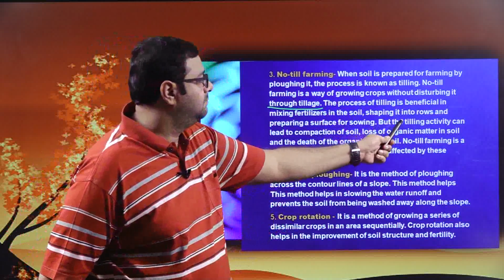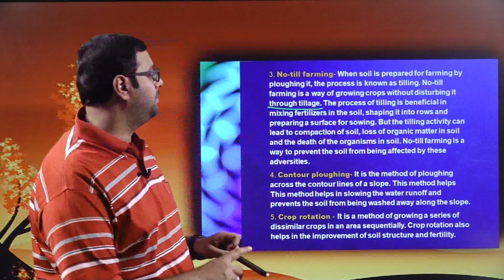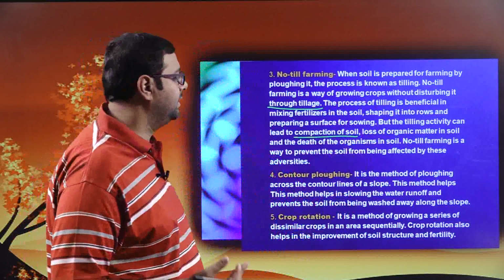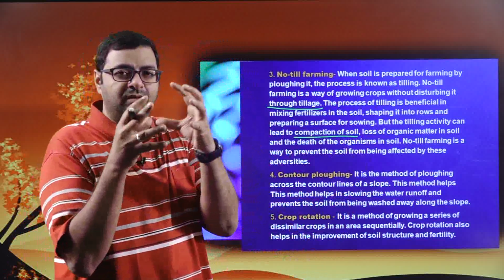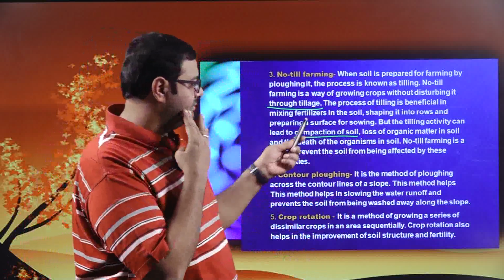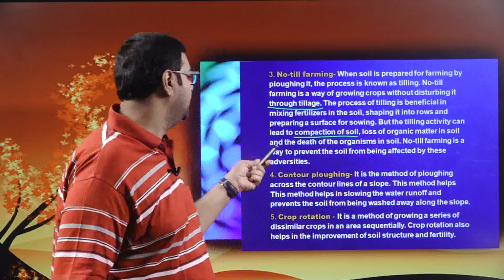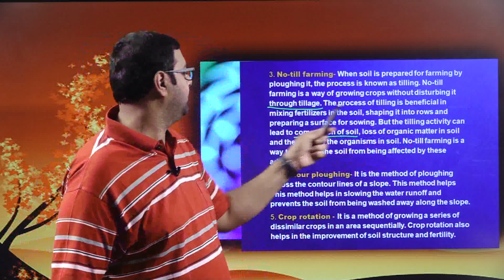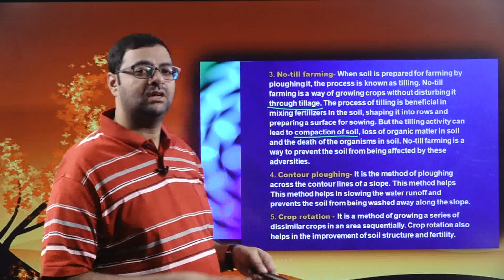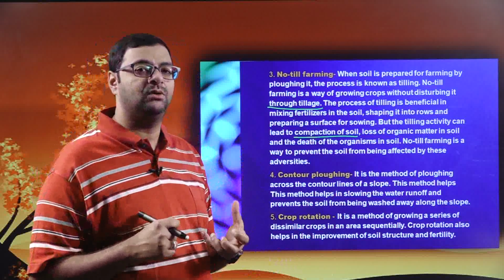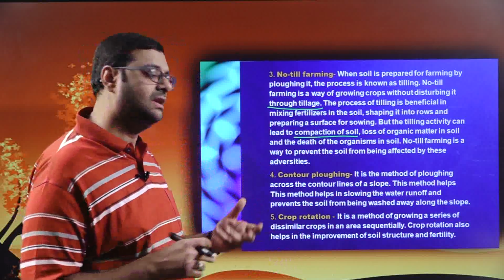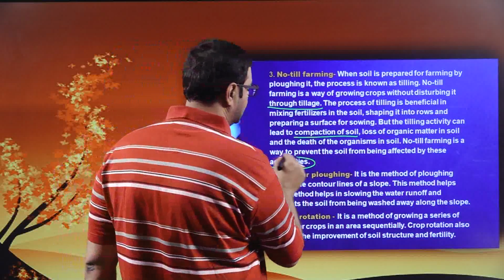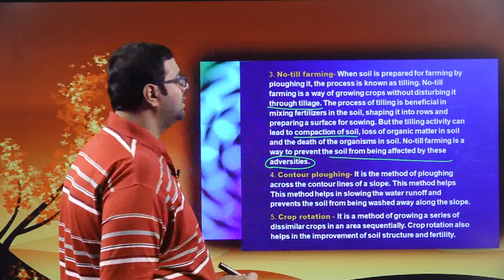But the tilling activity can lead to compaction of the soil. So compaction of the soil is a disadvantage of tilling. It can lead to the compactness of the soil. The soil will be gripped together. So when that is happening, organic matter in the soil reduces, and there is loss of organic matter in the soil and death of organisms in the soil. When that compactness is there, there is no aeration coming to those organisms which are living in that particular region. So they will die. No-till farming is a way to prevent soil from being affected by these adversities. So these adversities can be prevented by no-till farming.